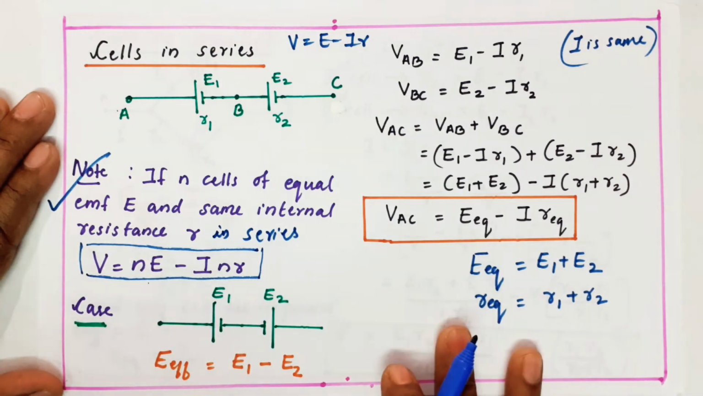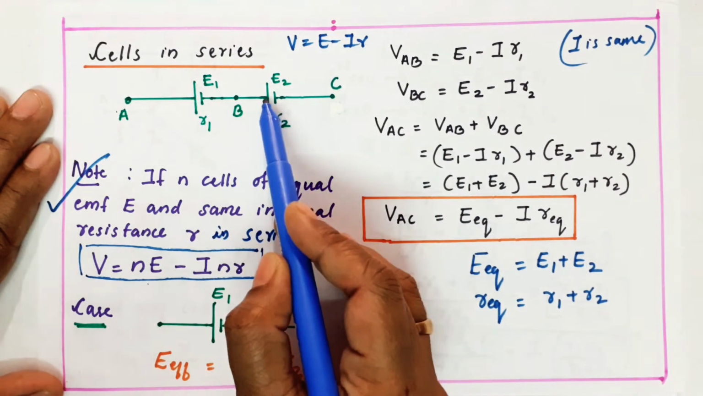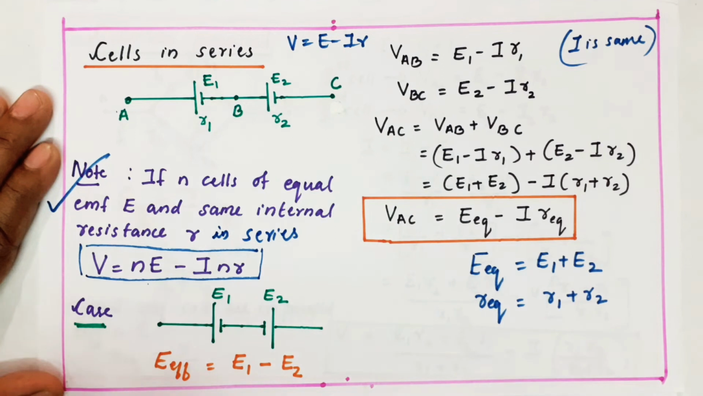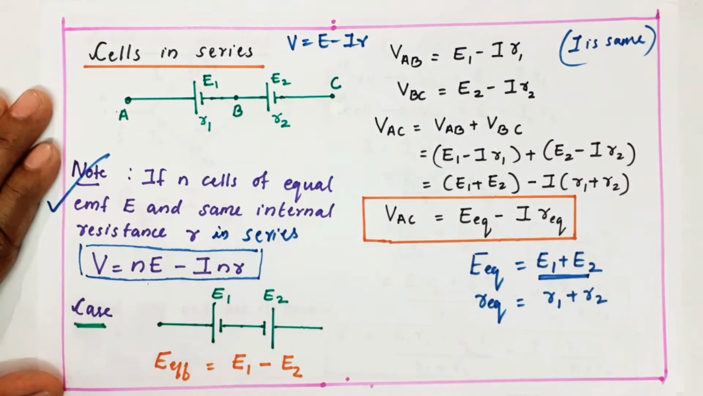Now, for this series connection, you see the negative terminal is connected to the positive terminal. In that situation, I get E equivalent as E1 plus E2. But take the reverse case, where negative terminal is connected to negative. In those cases, E effective is E1 minus E2. Clear? Because these two cells are opposing, it will be E1 minus E2.